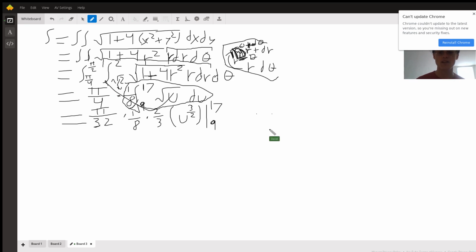Maybe that's a thing. I don't know. I have to look this up. Whatever. Okay, anyway, 9 to 17 are now the limits because if we apply 1 plus 4r squared to 2 and 2, then that's what we get.